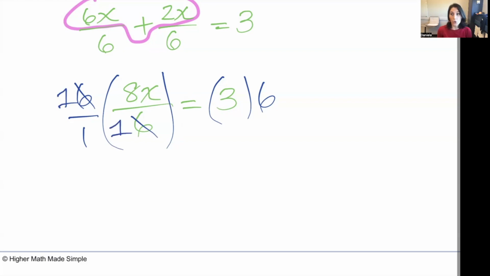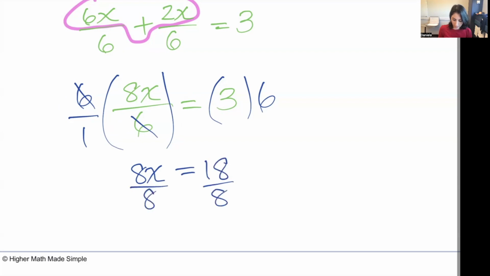Or notice when they do match, you could just cross them out, right? So that 1 is imaginary. It's not necessary. So we end up with just 8x, and then 3 times 6 is 18. Opposite of multiplying is dividing. So our answer is 18 over 8, but be careful.